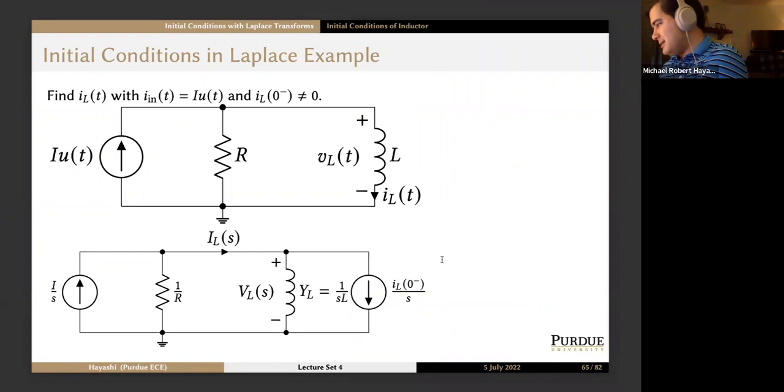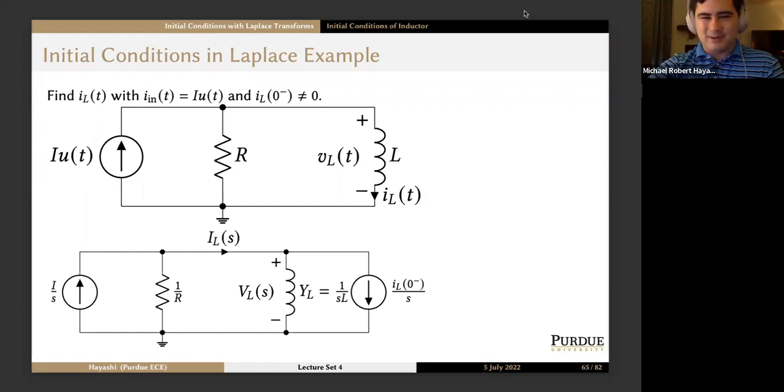So here is an initial condition in Laplace example. Find iL of t, the current through this inductor in this parallel RL circuit, given that i_n of t is the step function I times u of t, and iL of 0 minus is not equal to 0. Darn. So we can't just solve this at rest. We need to apply what we just learned. Funny that we should have to do that immediately after I discuss that.